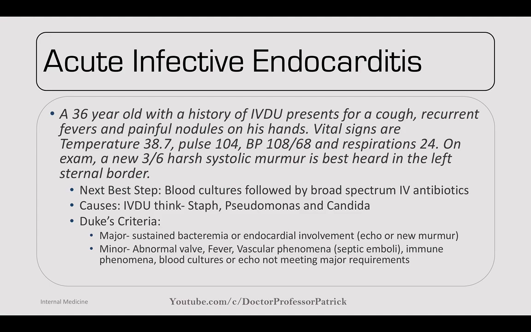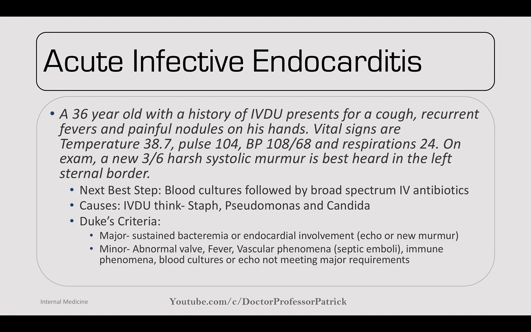On exam, there's a new murmur, so a systolic murmur that's best heard in the left sternal border. So as we just learned, that's going to be a tricuspid murmur. So your next best step is to do blood cultures, followed by broad spectrum IV antibiotics until the culture is known. So with IV drug use, you should think staph, Pseudomonas, and Candida infections.